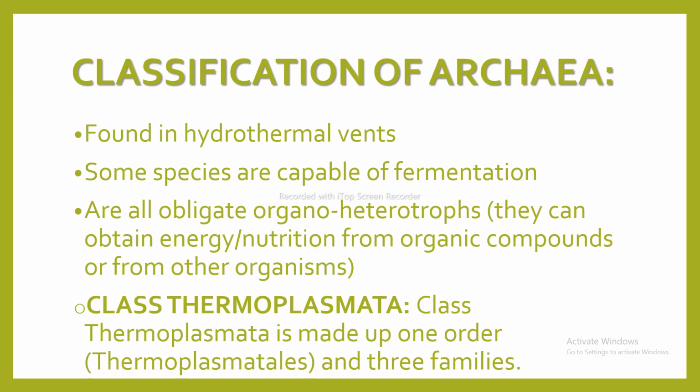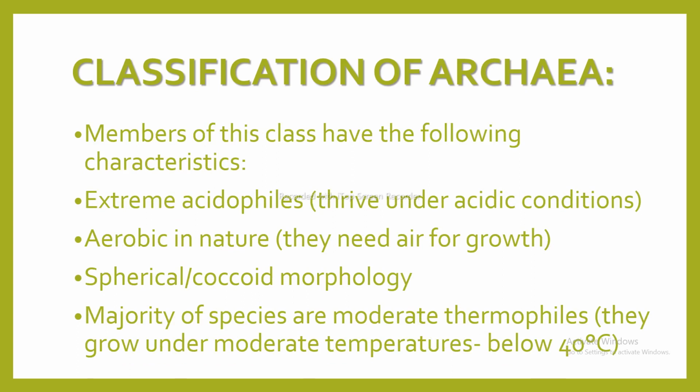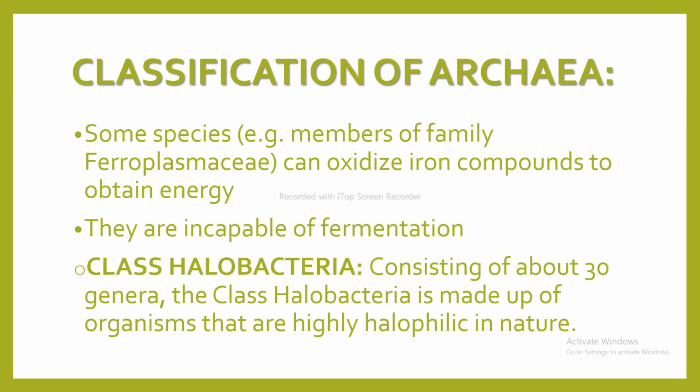Next is the class Thermoplasmata. Class Thermoplasmata is made up of one order which is called Thermoplasmatales, and 3 families. Members of this class have the following characteristics: extreme acidophiles that thrive under acidic conditions, aerobic in nature, they need air for growth, spherical or coccoid morphology. A majority of species are moderate thermophiles, they grow under moderate temperatures below 40 degrees centigrade. Some species, for example the members of the family Ferroplasmaceae, can oxidize iron compounds to obtain the energy, so they are incapable of fermentation.